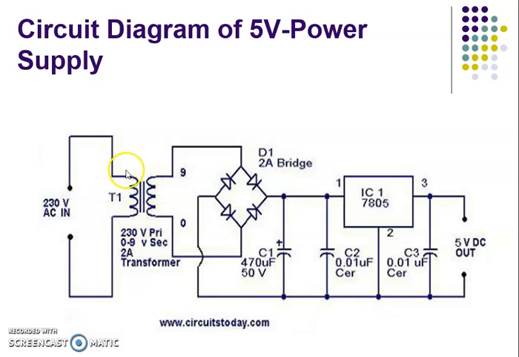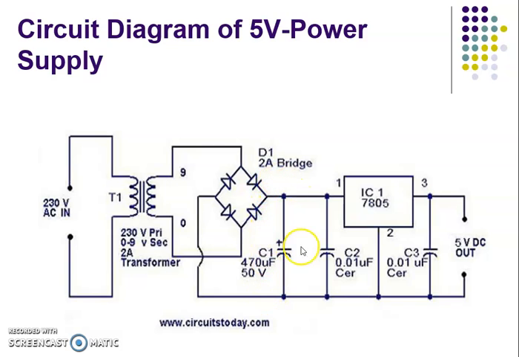So this is the transformer, input is 230, output is 9 volts, which is given to the bridge rectifier. There are 4 diodes, so 2 diodes conduct at a time. The conduction of the diodes is based on the secondary output. When the input is positive, 2 diodes conduct, and when the input is negative, another 2 diodes conduct. So based on that, the output is available between this terminal and this terminal of the bridge.